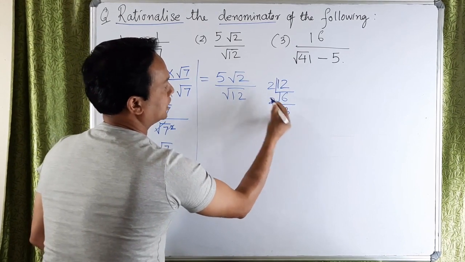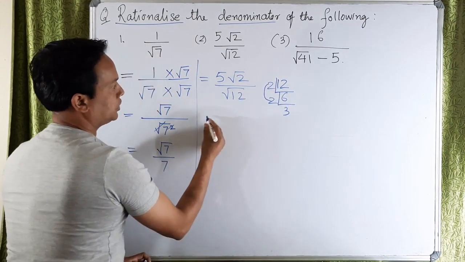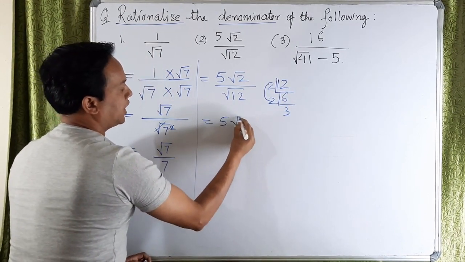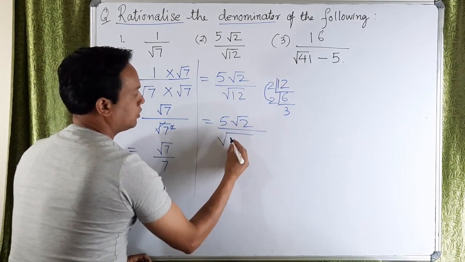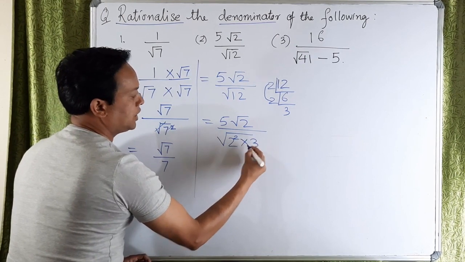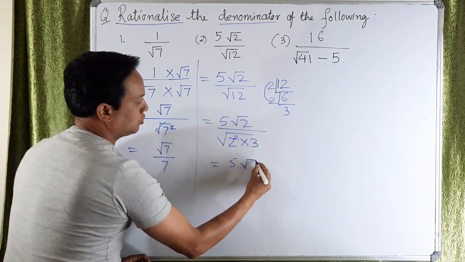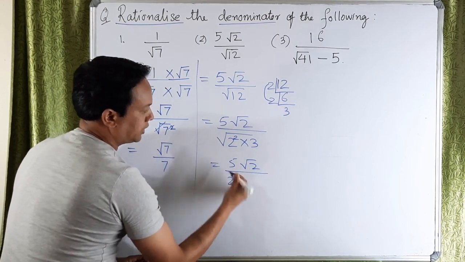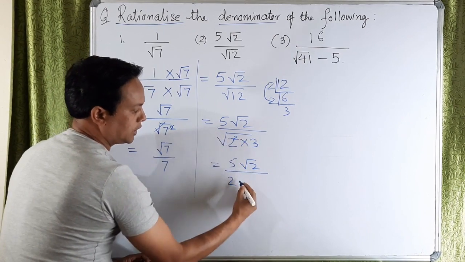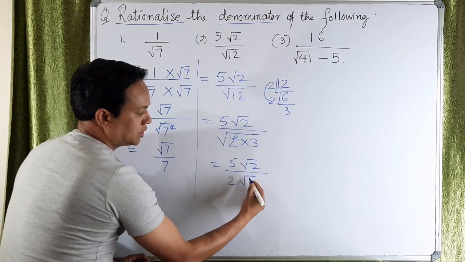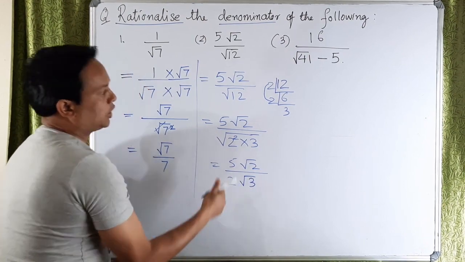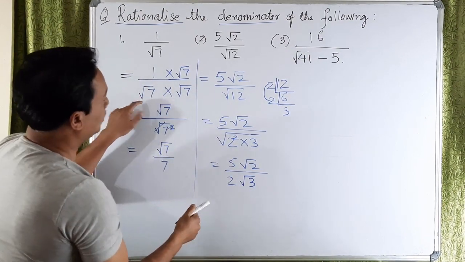2 3s are 6. So we have 2 square into 3. So 5 root 2 by root 12, instead of writing root 12, we can write 2 square into 3. 5 root 2 by this one. 2 will come out because square and square root will cancel. And 3 does not have any square, so it will remain inside. We have to simplify first and then we will do like this.